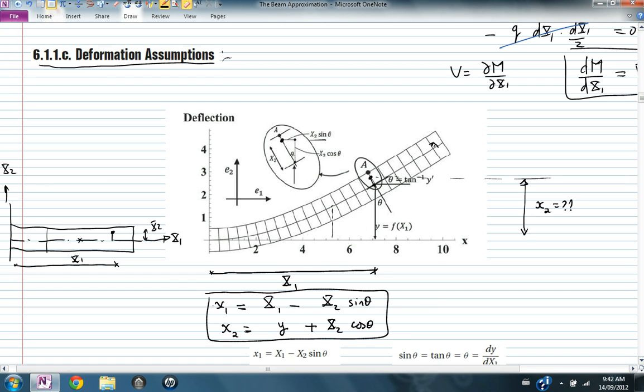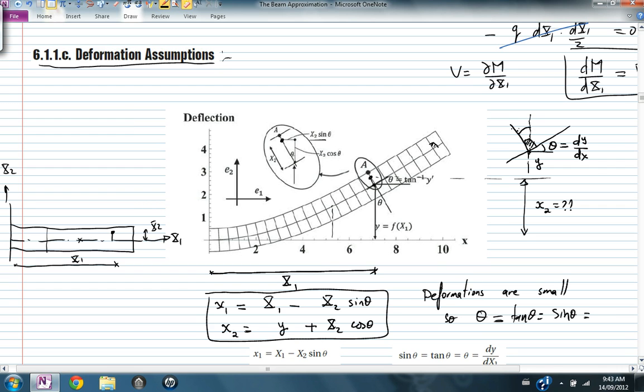And I also assume that the deformation is small. So theta, tan theta, sine theta is actually related to how y changes with x, because we're assuming that this is theta, we're assuming that this is equal to dy by dx, where this is y, and we're assuming that because plane sections remain plane, because this is 90, then the angle here is also theta.